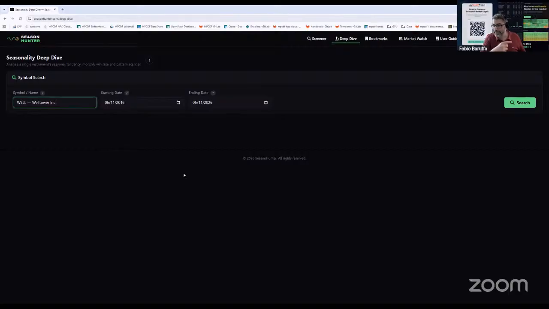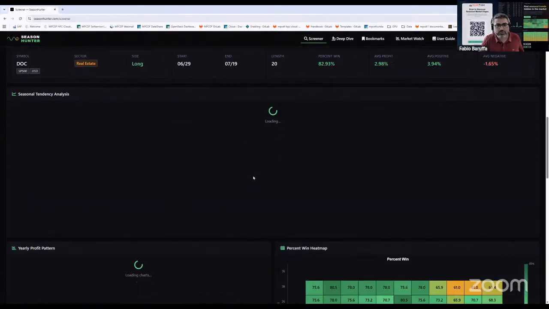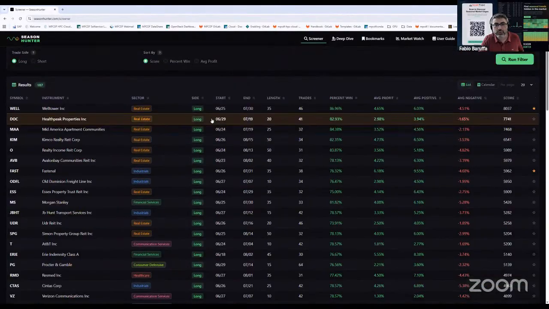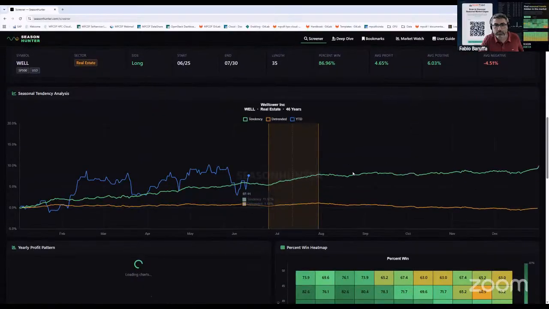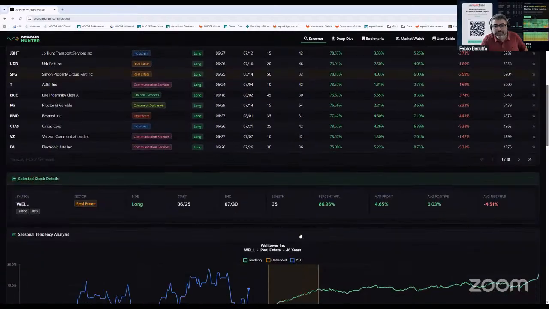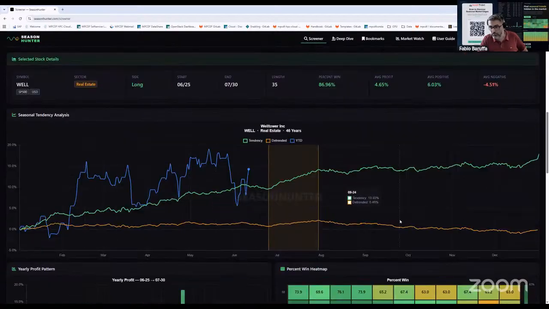In the screener, just to make you aware, all the calculations are done on all the historical data available. In this case, we have 46 trades. That means we have 46 years of historical data, and this is the maximum we have for this ticker. And this is the calculation.